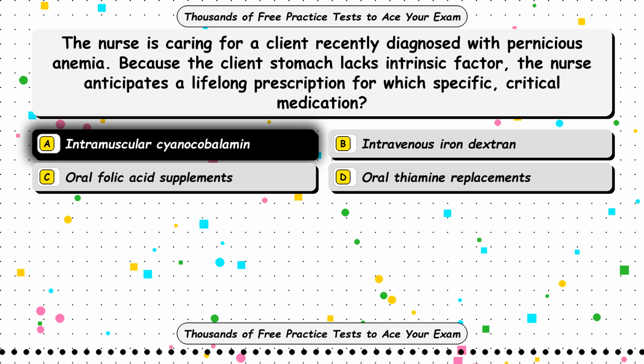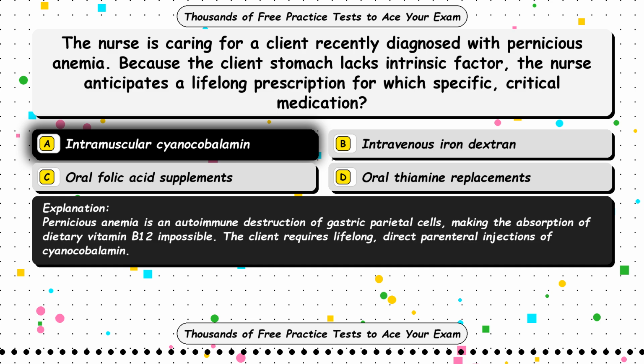The correct answer is option A, intramuscular cyanocobalamin. Pernicious anemia is an autoimmune destruction of gastric parietal cells, making the absorption of dietary vitamin B12 impossible. The client requires lifelong, direct parenteral injections of cyanocobalamin.